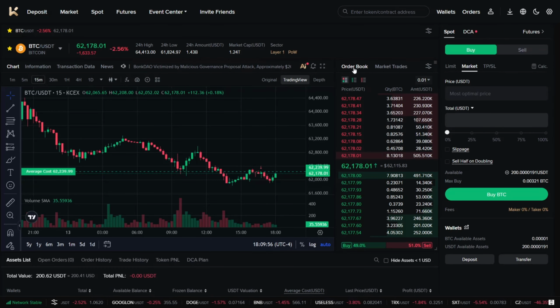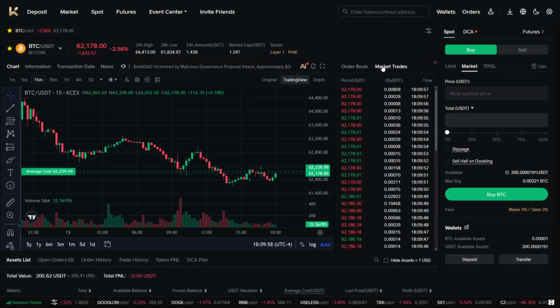Beside the order book tab, we have the market trades tab. Market trades shows completed trades in real time, including the price where the trade was executed at, the quantity of the order, and the time.